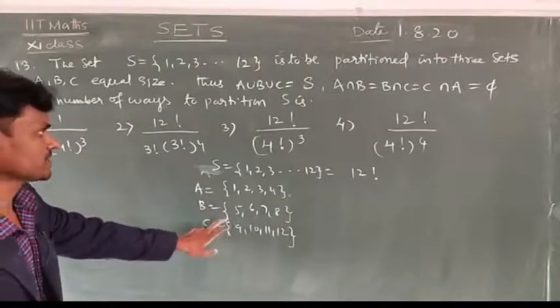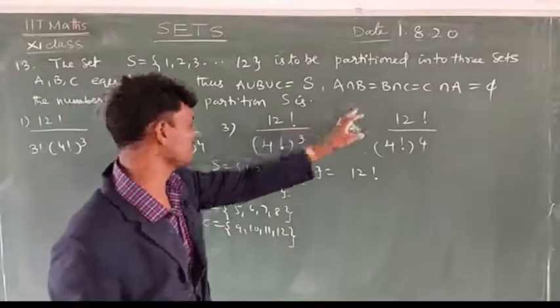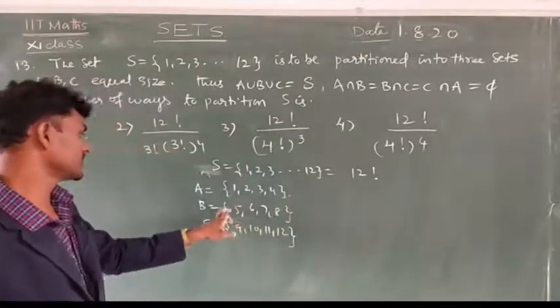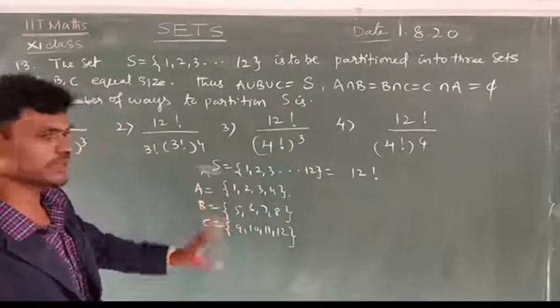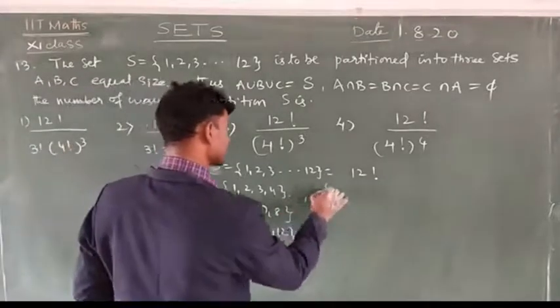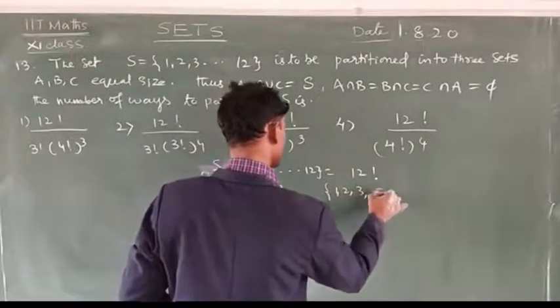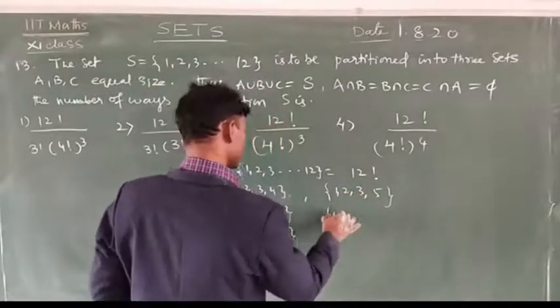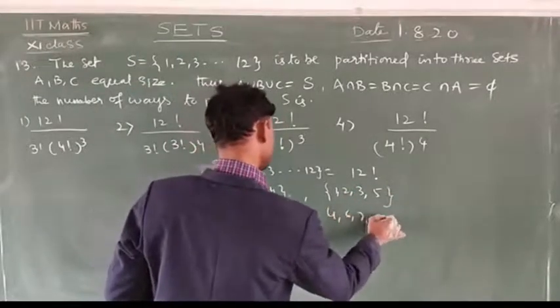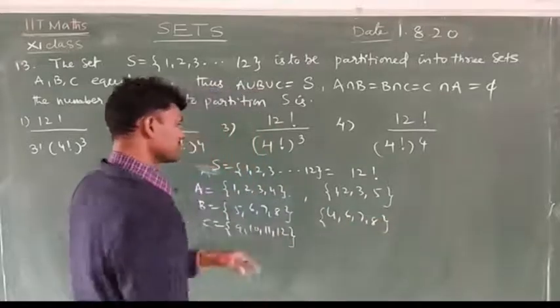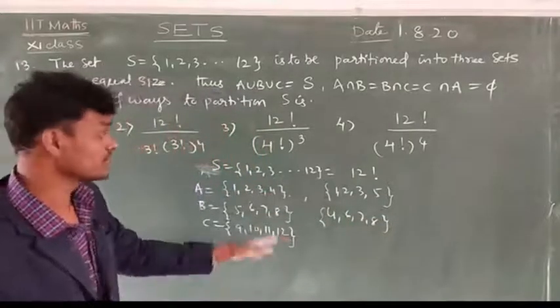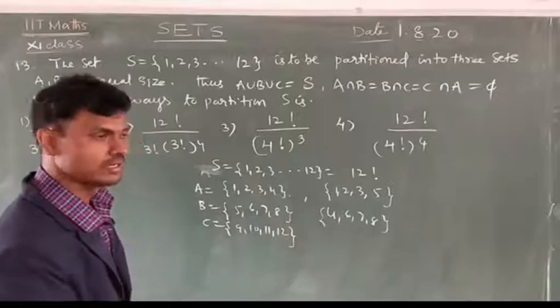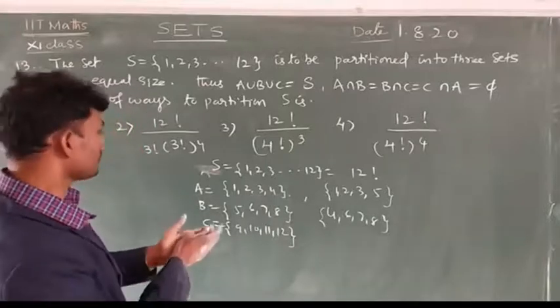We have to arrange it in three distinct sets. A intersection B is equal to phi, A intersection C is equal to phi, B intersection C is also phi. Again, you can take here 1, 2, 3, 5, or 4, 6, 7, 8. Now 3 also in different ways. How many ways are possible, how many ways we have to partition it.